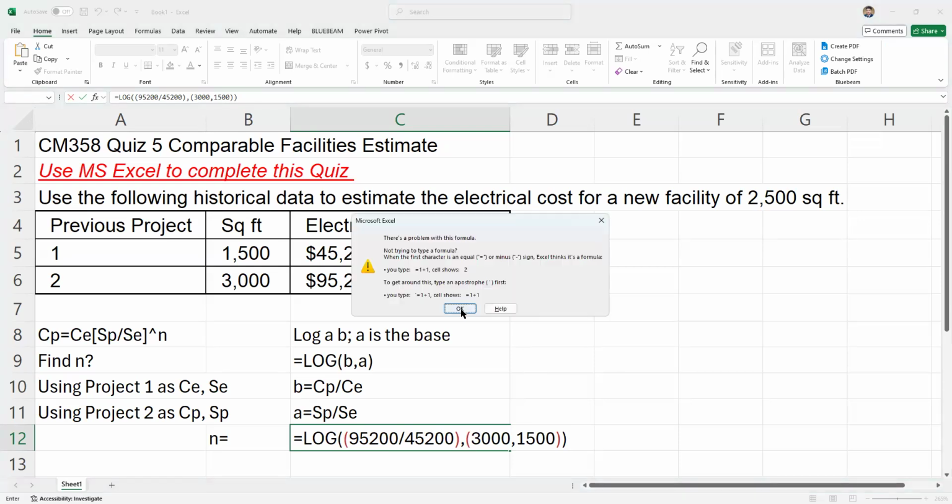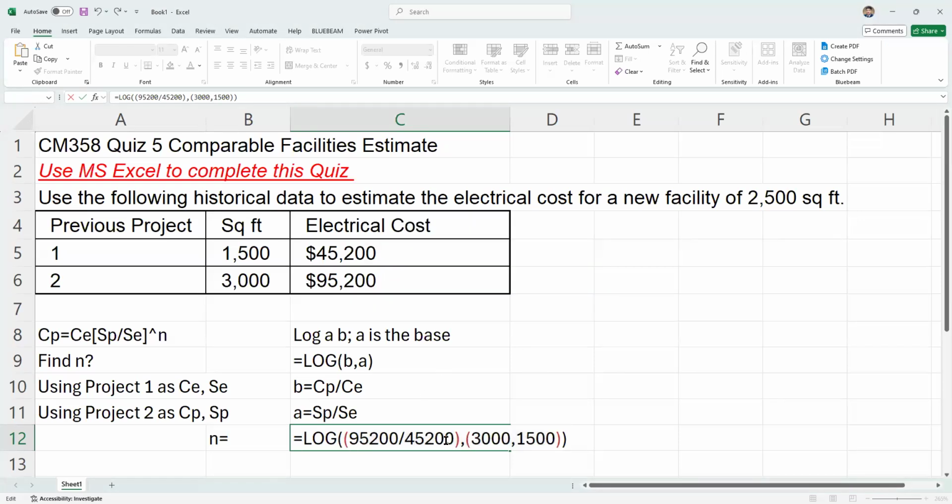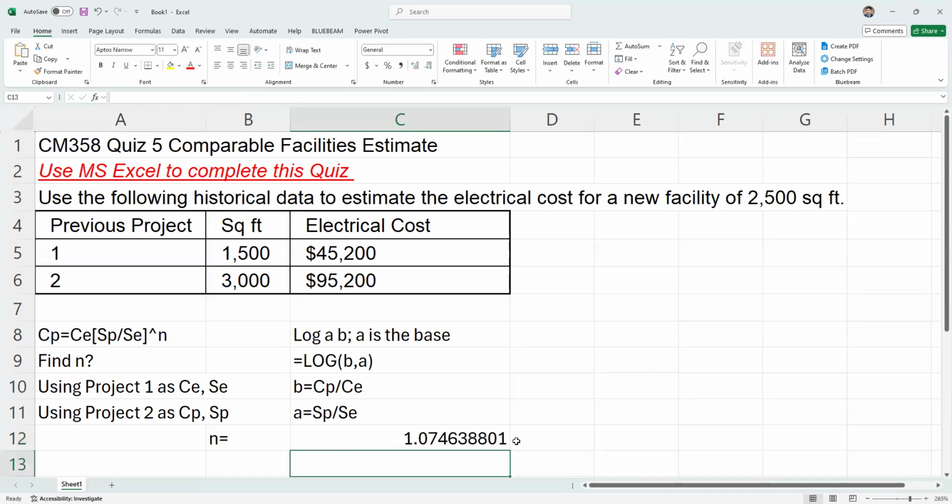So why give me an error? Oh, here it is divided, not comma. Okay, so I get this number, which is my n.